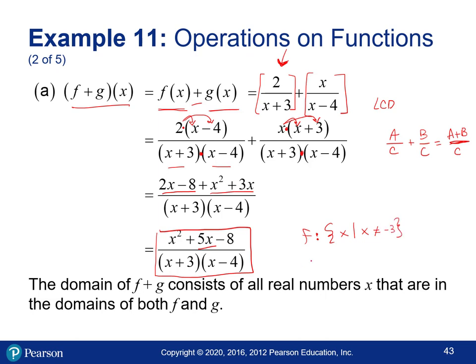And on the function g, let's go back to that one here. If you notice, you can plug anything in for x except 4, because that would put 0 on bottom as well. So the domain of g is all x's except 4.